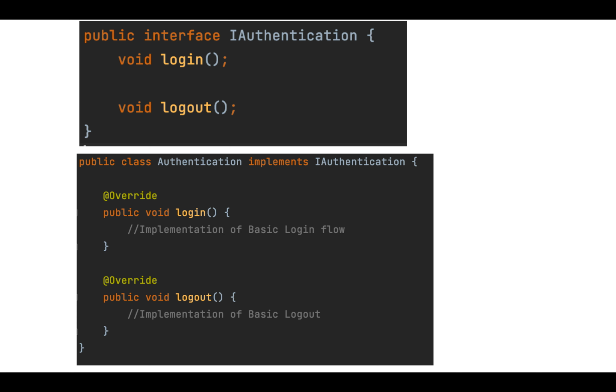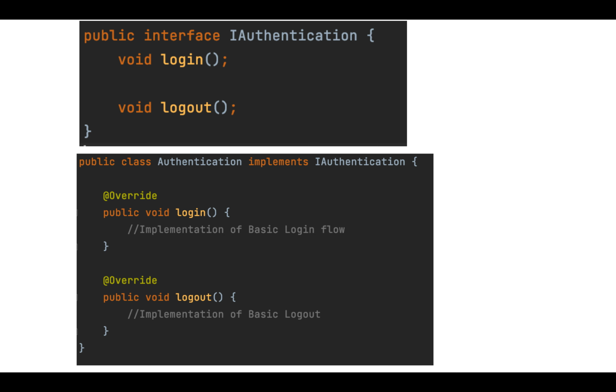And the Authentication class implements the IAuthentication. That means the login and logout method implementation I have written inside the Authentication class, and this is already tested. Let's say it is working fine.